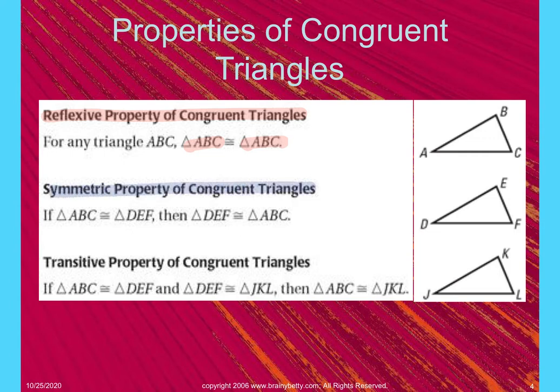Symmetric, remember we just reversed the order here. So if ABC is congruent to DEF, then DEF is congruent to ABC. And transitive is your if and then statement. If ABC is congruent to DEF and DEF is congruent to JKL, then I can bridge the gap of the ones that don't match, so eliminate what repeats, and I can get ABC is congruent to JKL.